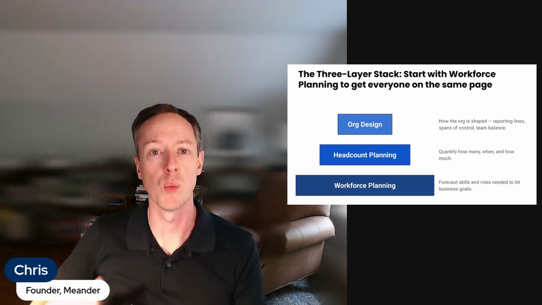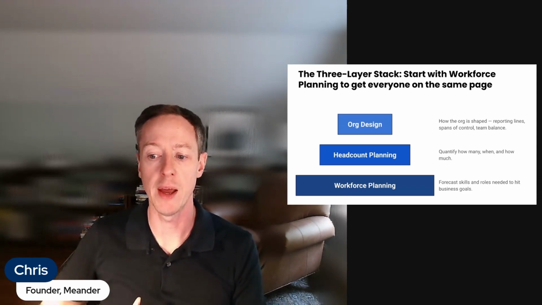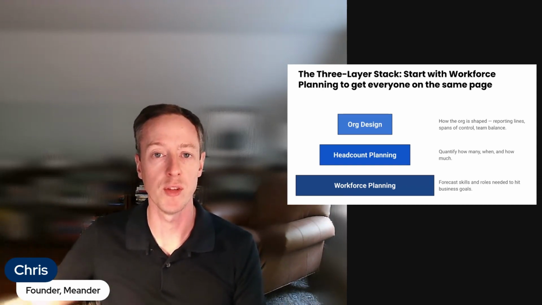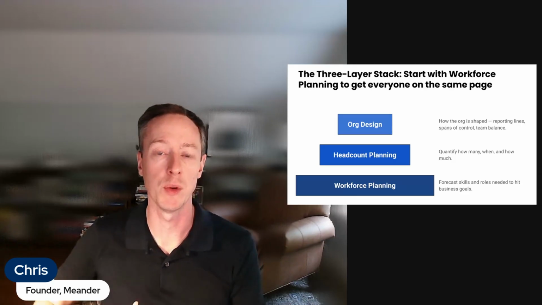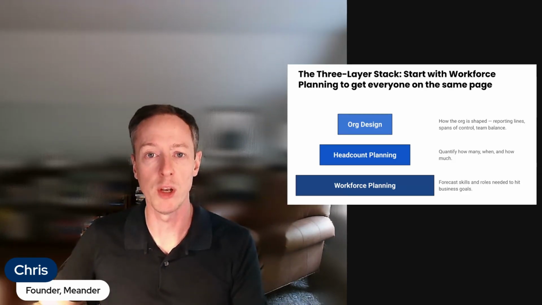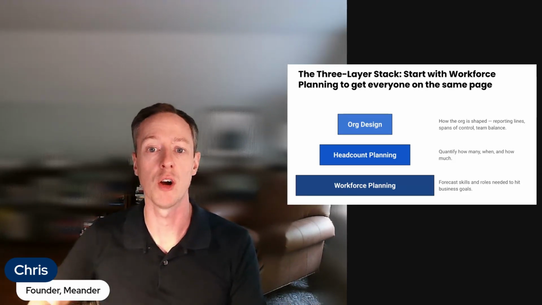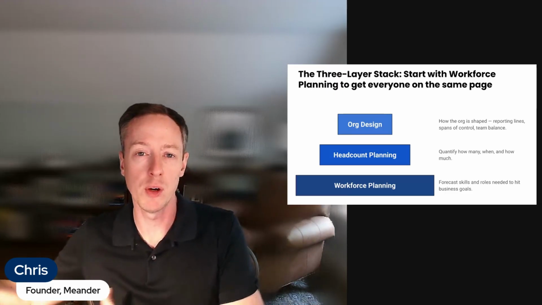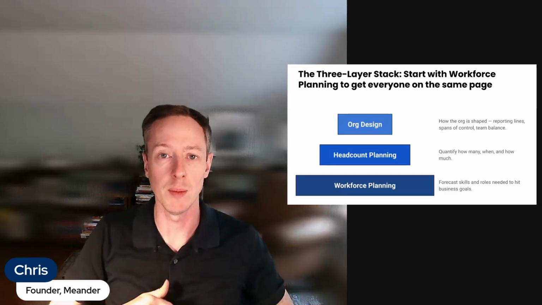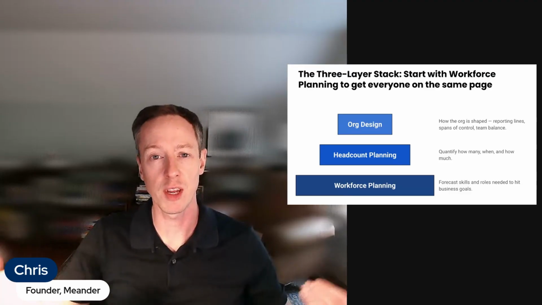What we want to do is start off with workforce planning. And then from there, we know what skills we're going to need to achieve the business goals, really at a very high level. We go into headcount planning, which is, okay, well, how many people do we need? When do we need them in place? What is that going to cost us? And then finally, the org design. Okay, given this many people, how do we actually structure that into the right teams? And so it's very, very kind of top down.